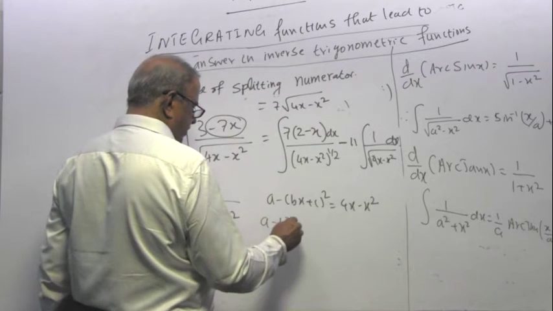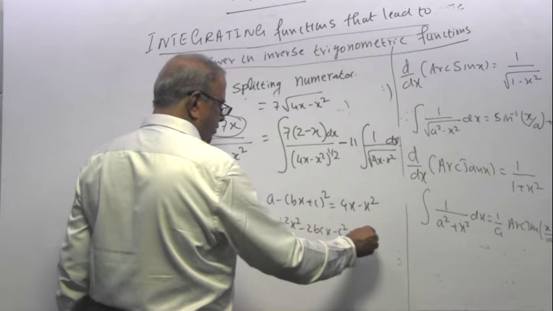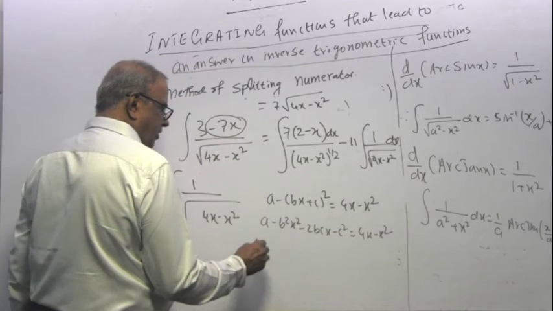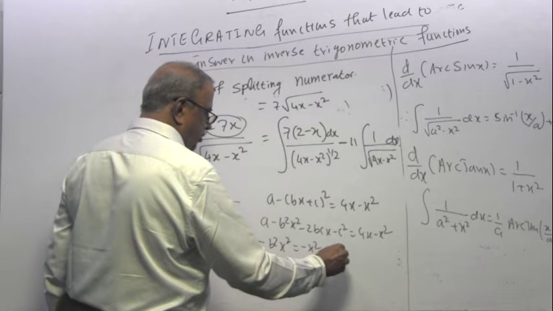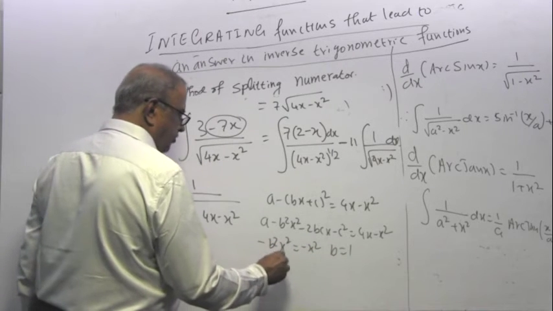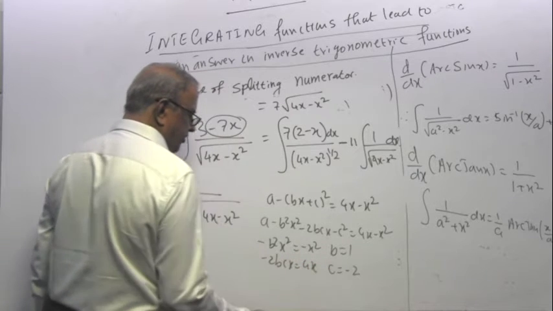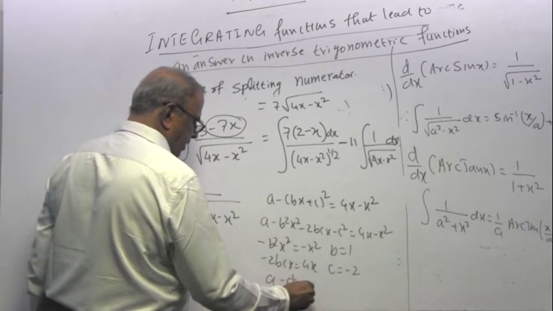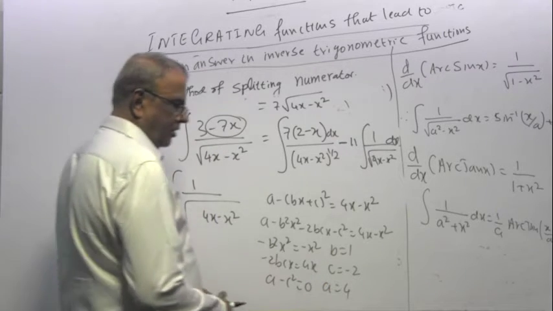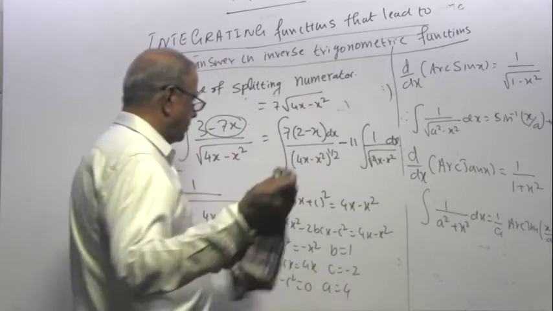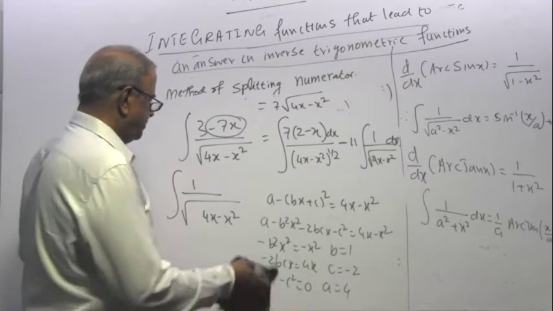a minus b squared x squared minus 2bcx minus c squared is 4x minus x squared. So minus b squared x squared is minus x squared, so b is 1. Minus 2bcx is 4x, so c is minus 2. a minus c squared is 0, so a is 4. So once you do all that, it becomes 4 minus (x minus 2) the whole squared.